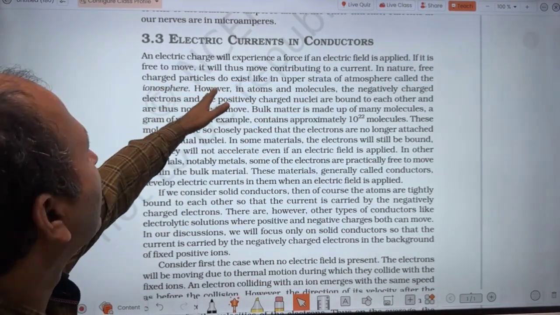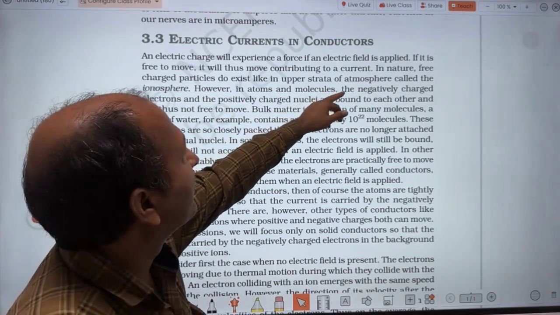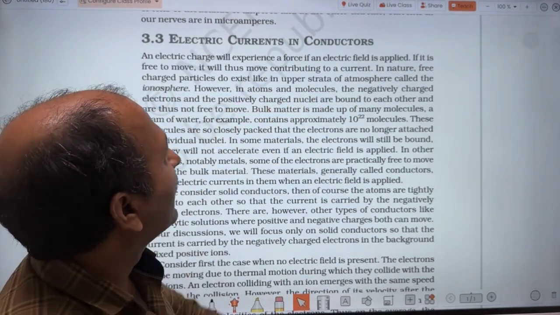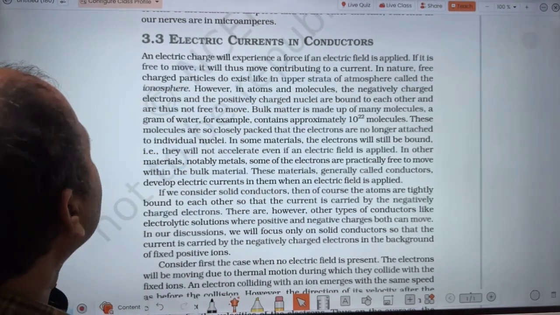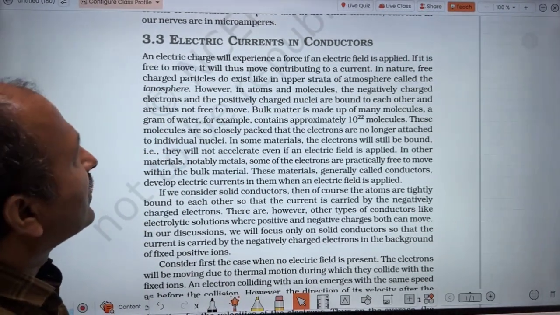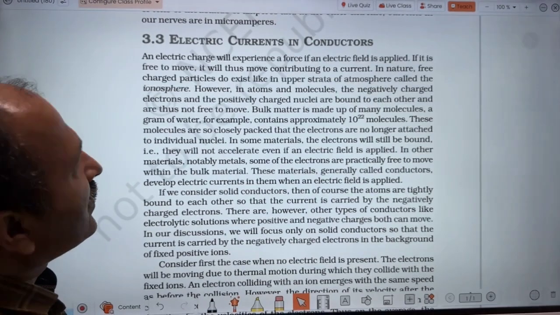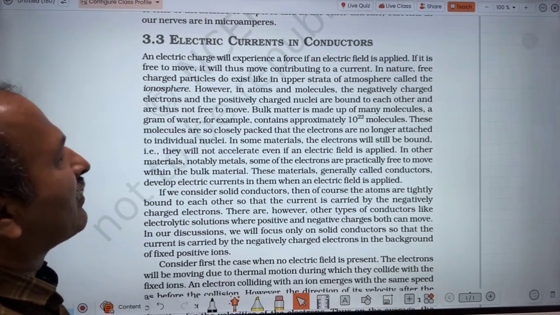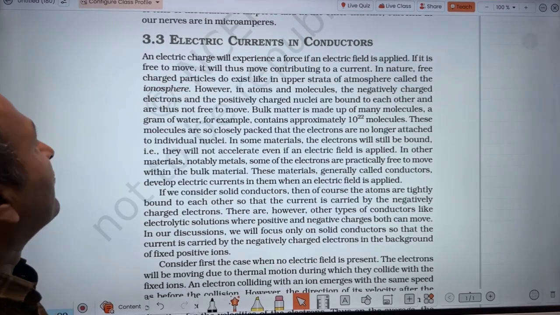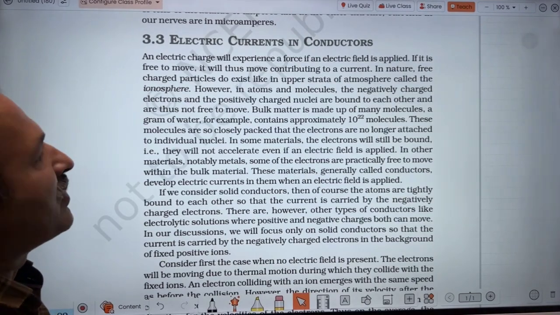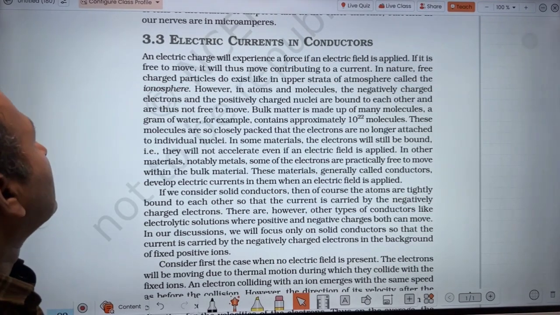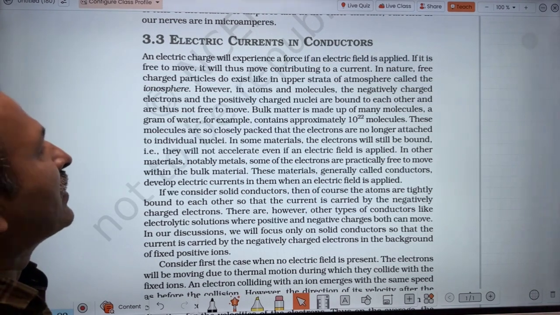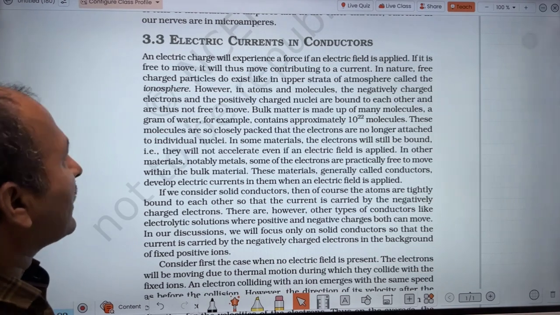In nature, free charge particles do exist, like the upper strata of the atmosphere called the ionosphere. However, in atoms and molecules, the negatively charged electrons and the positively charged nuclei are bound to each other and are thus not free to move. Bulk matter is made up of many molecules. A gram of water, for example, contains approximately 10 power 22 molecules. These molecules are so closely packed that the electrons are no longer attached to individual nuclei.